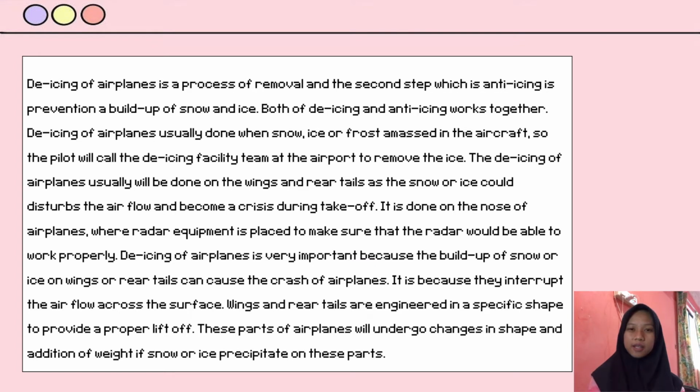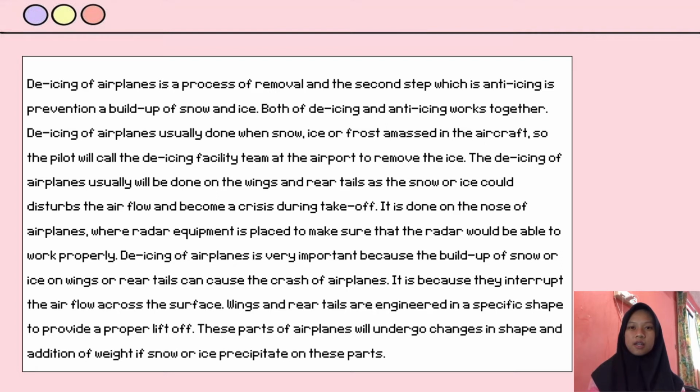De-icing of a plane is a process of removal, and the second step, which is anti-icing, is prevention of build-up of snow and ice. De-icing a plane is usually done when snow, ice or frost amass on the aircraft, so the pilot will call the de-icing facility team at the airport to remove the ice. The de-icing of a plane is usually done on the wings and rear tails, as the snow or ice could disturb the airflow and become a crisis during takeoff.